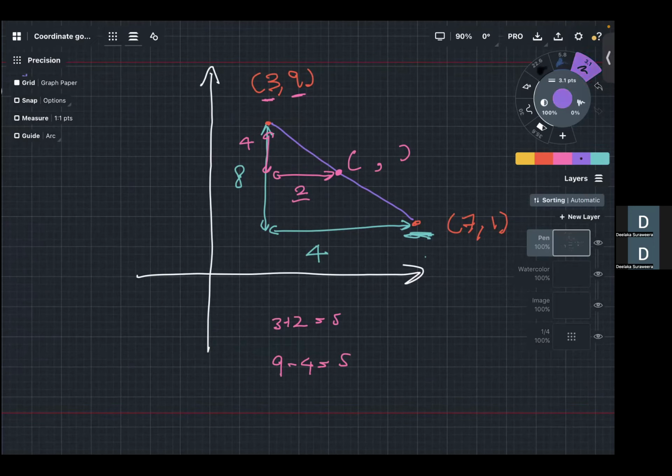If I started over here at (7, 1), I'd go left by 2 and up by 4. So I would subtract 2 from 7 to get 5 again, and add 4 to 1 to get 5 again. Same answer either way. But understand that visually: it's a journey from the start point to the middle point, which you find by halving the difference. Any questions?